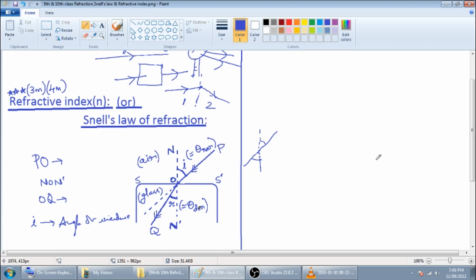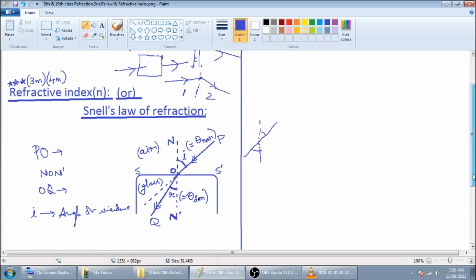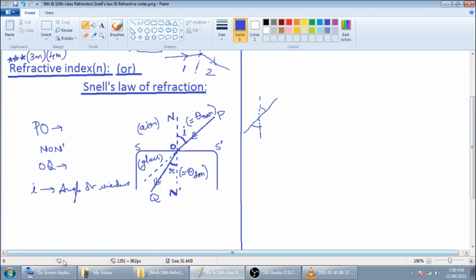So this diagram is useful not just for the 3 marks and 4 marks answers of refractive index and Snell's law of refraction. It is also very useful to understand the actual definition of refraction itself. So in both cases it is useful. But refraction carries only 2 marks because of the many details present in the diagram. Actually the diagram need not be drawn for this. It's useful only for the sake of understanding the definition of refraction. So the diagram is mainly related to this particular topic. These are the main terms present here: angle of incidence and angle of refraction.